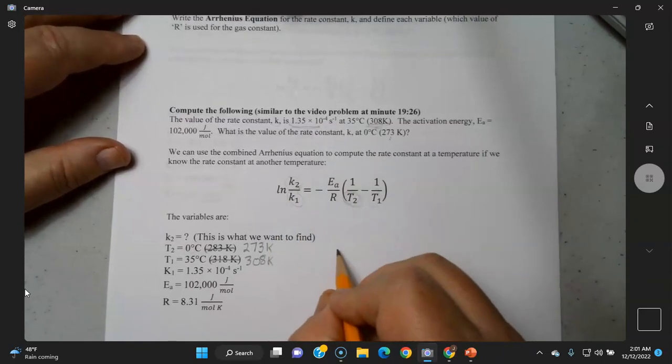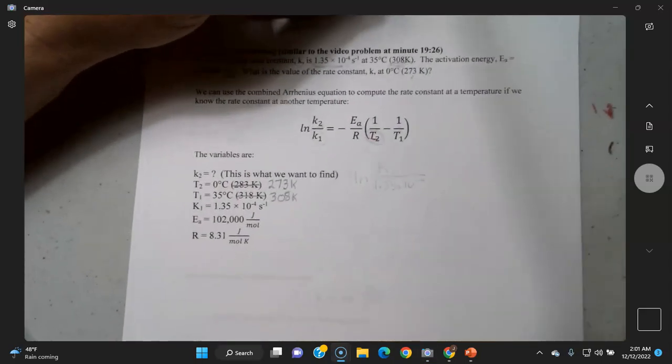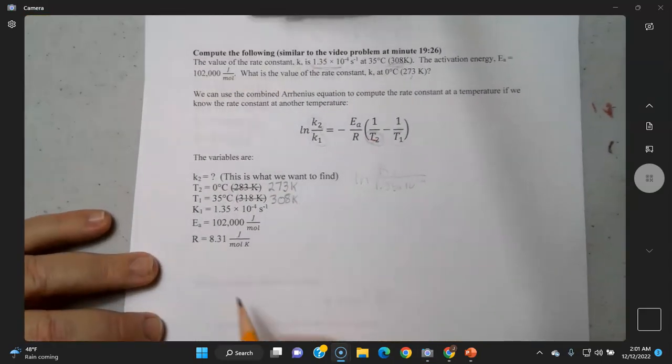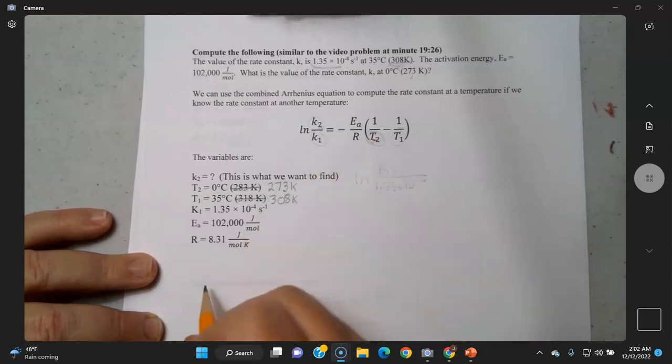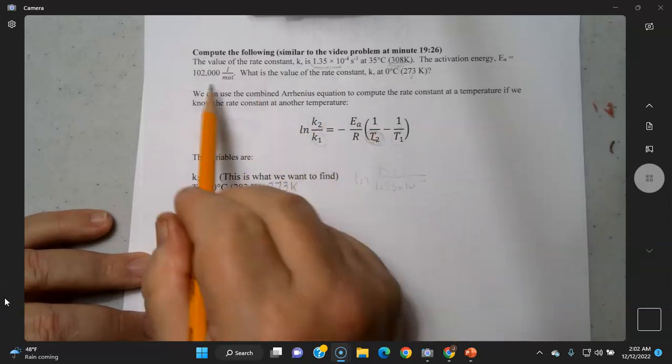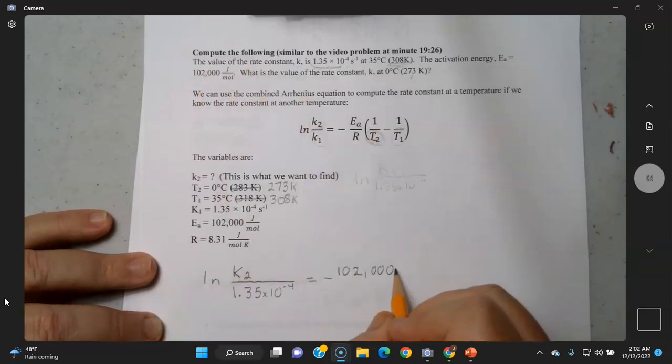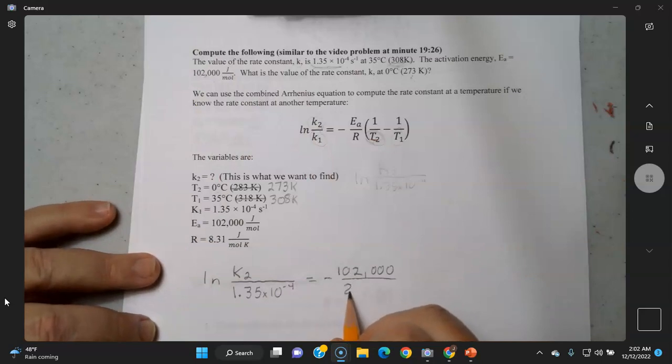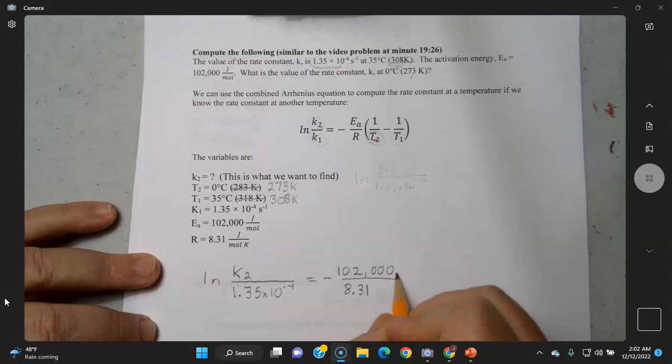And let's see, so we plug in the numbers. Okay, so I'm going to come down. This is really just a plug in the numbers problem, but it's a little bit challenging. So we're going to use this formula. So natural log. K2 is what we're looking for. That's our unknown. There's K1. Negative activation energy is that. Okay, and R, we have to use the alternate gas constant value. It's in joules. By the way, this should be joules.